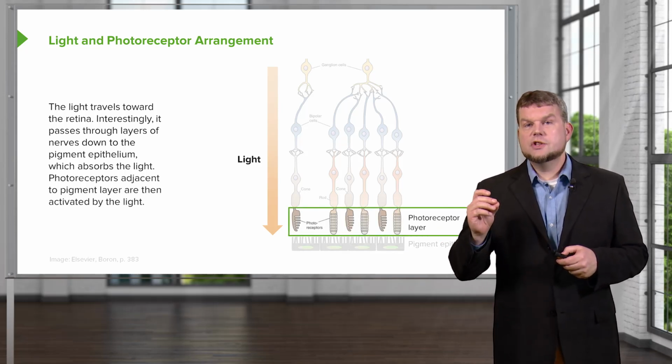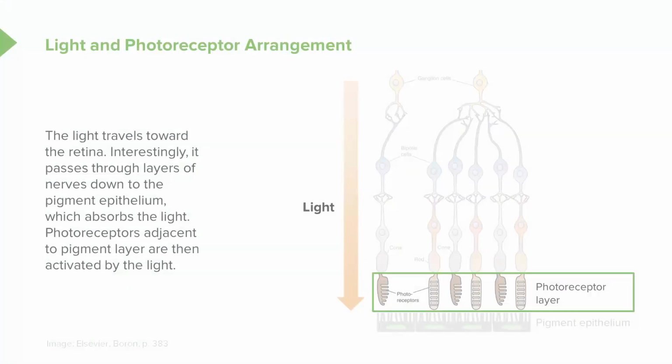Photoreceptors are located just superficial to the pigment epithelium, and these will be what are going to respond to those photons of light. Some of these here are rods and some of them are cones, but both of them will respond to various forms of light. But interestingly, the light is traveling through all these layers of nerves to get to this particular point.